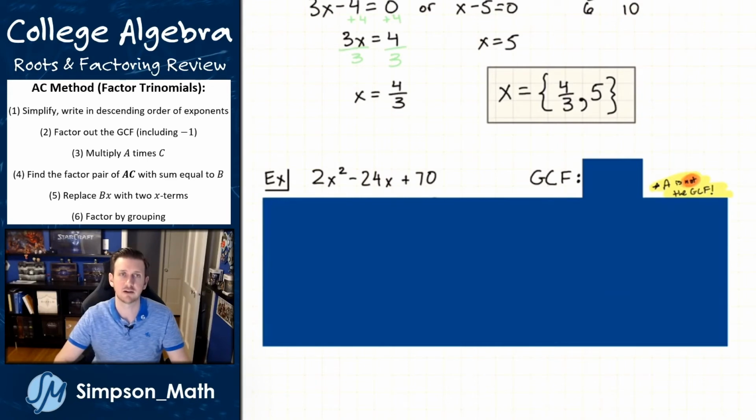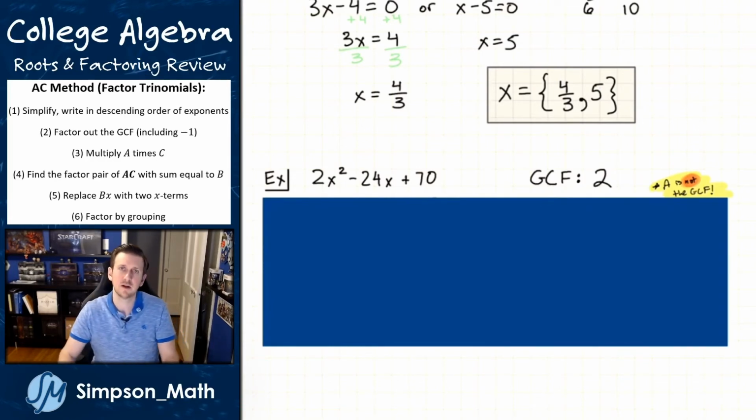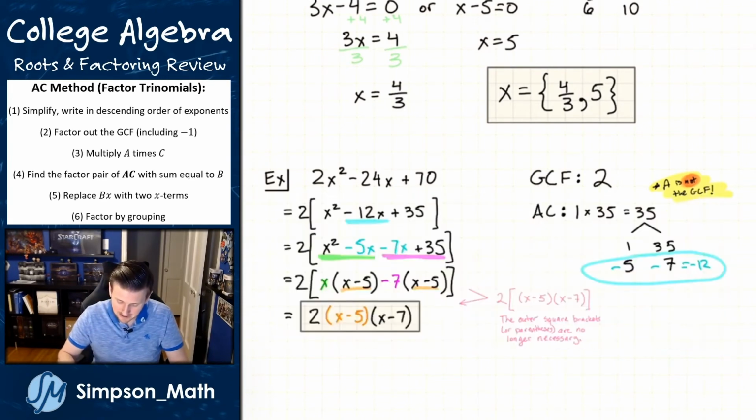Step 2, factor out the GCF. Up until this point, it's just been 1. But look at this, 2x squared minus 24x plus 70. All three of those are even numbers. Since all three of those are even numbers, the GCF is not just a 1, it's at least 2, and it is 2. So that means I need to go through this process a little bit more carefully. I'm just going to go ahead and unveil it all and walk through it.